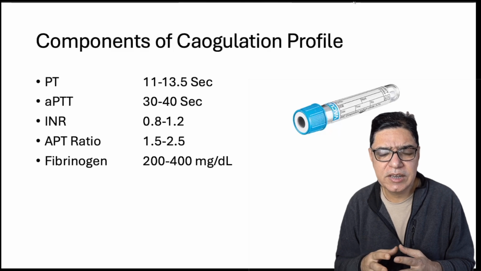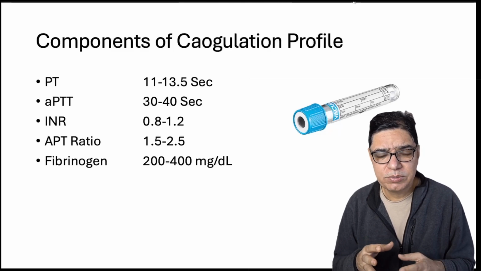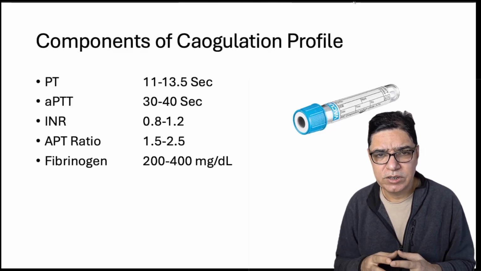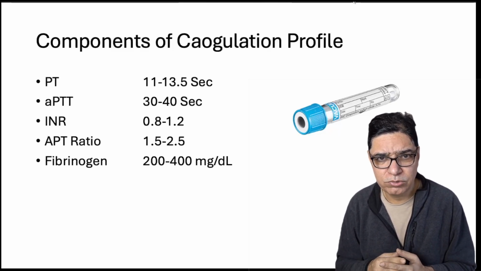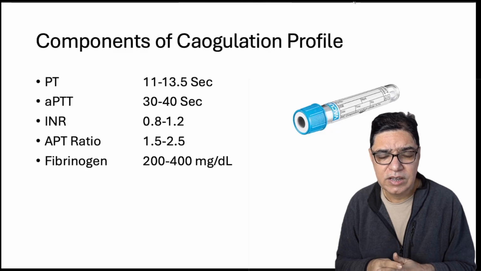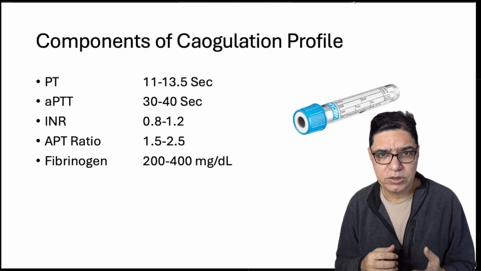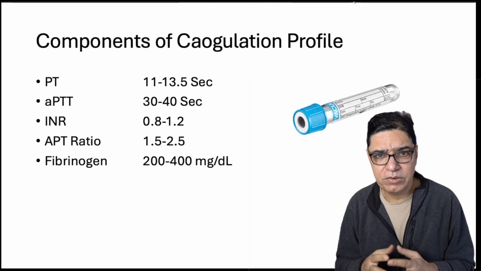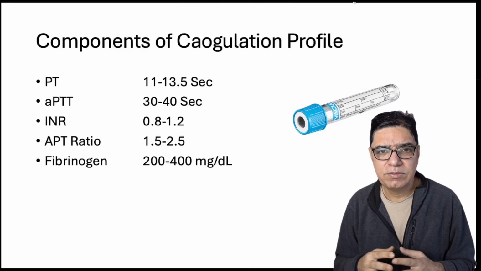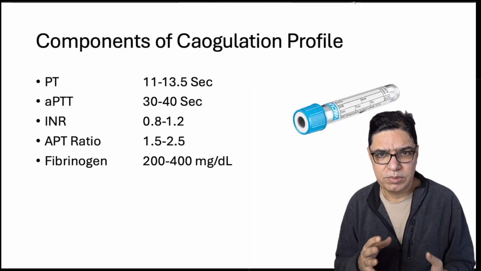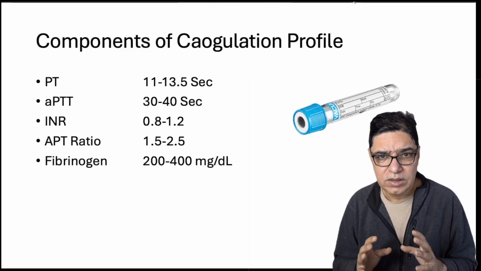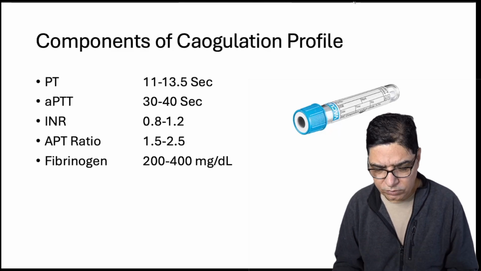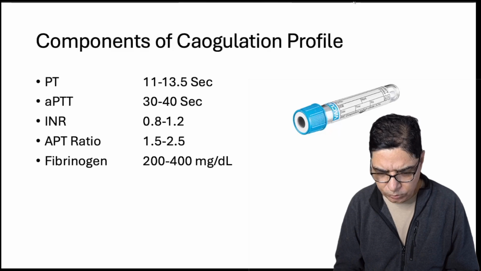So the normal PT values depend on the labs, but more or less the values are between 11 to 13.5 seconds. For APTT it is 30 to 40 seconds. For INR, it should be somewhere between 0.8 to 1.2. It's a ratio, so it hasn't got any units. The APTT ratio, activated partial thromboplastin ratio, would be somewhere between 1.5 and 2.5. And then we've got the fibrinogen levels, which should be between 200 to 400 milligrams per deciliter. So these are the normal values for the different components of a coagulation profile.